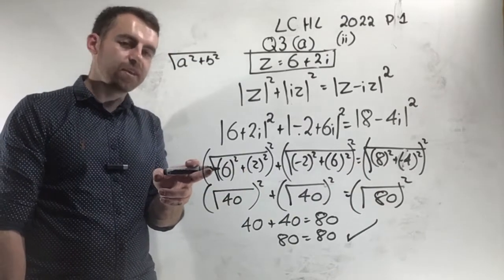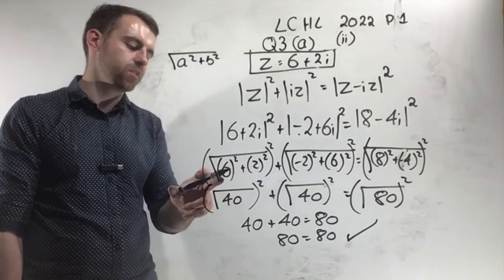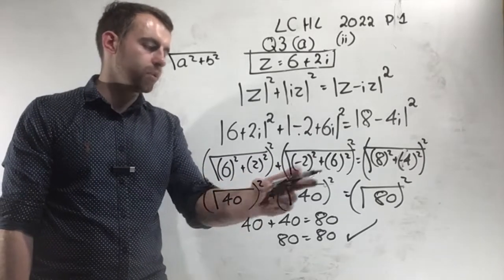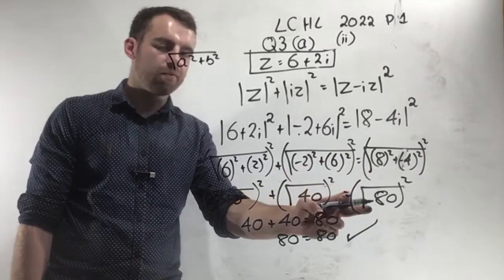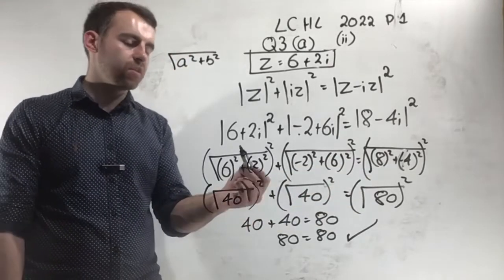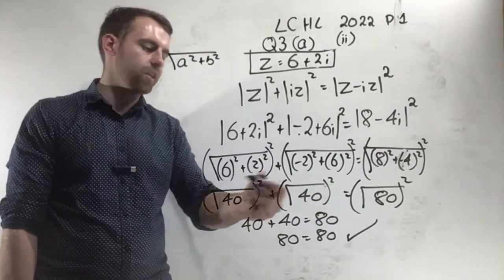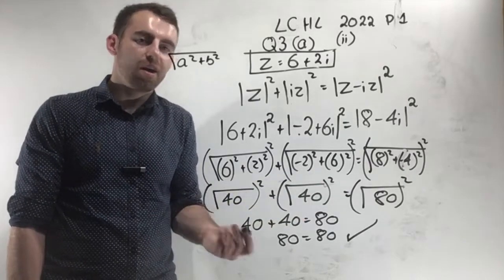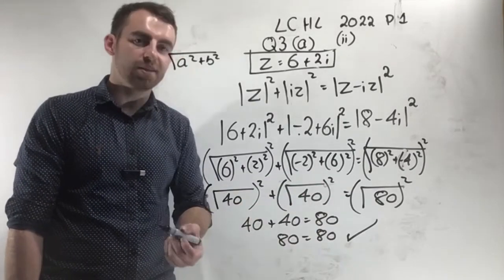Now, if you simplify this, I'm just simplifying inside the surds in this case. You get the square root of 40 squared, plus the square root of 40 squared, equals the square root of 80 squared. Obviously there's a square root and a squared in each term and they all cancel out, so you end up with 40 plus 40 equals 80. Obviously that just means 80 is equal to 80, which is true.